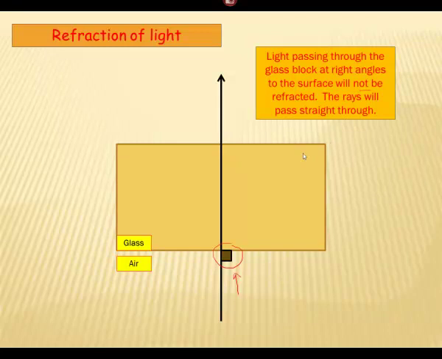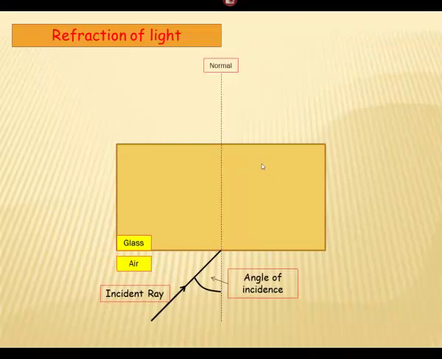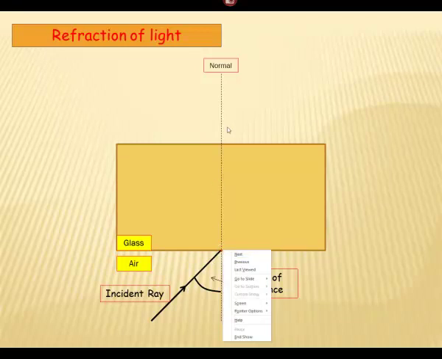All well and good for a ray of light going straight through, but what happens if you have it at an angle? If we shine the ray of light down here, here's our incident ray coming in, hitting the glass block at this point. Now, don't forget this one here is called the normal. We've come across this before in our previous diagrams. This is called the normal line. It's an imaginary line that is at right angles to that surface there. So here's our ray of light coming in and hitting the point there.